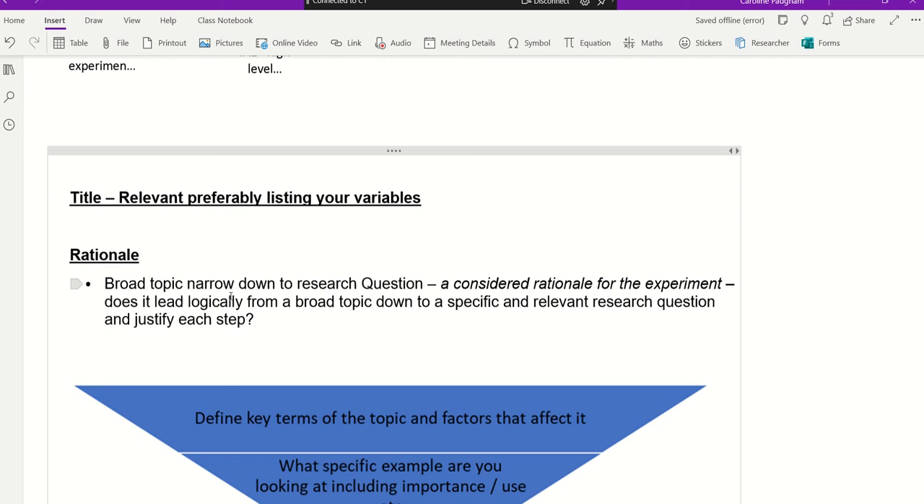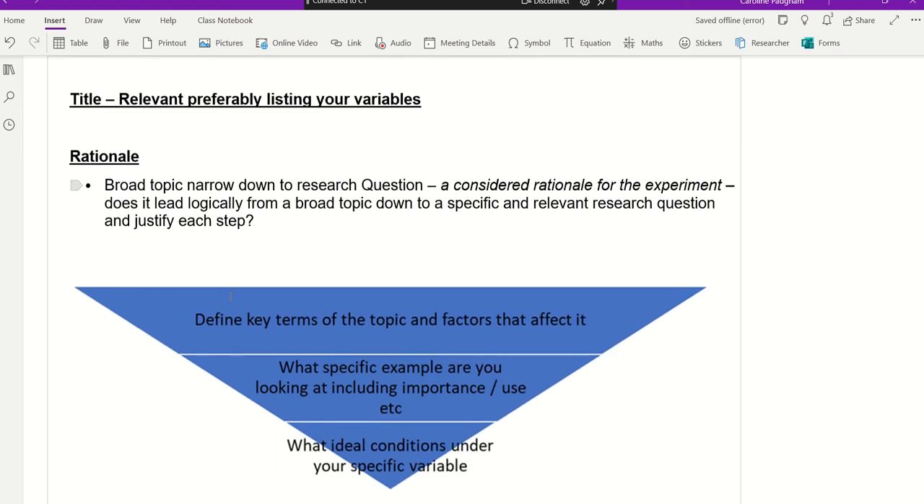Next is your rationale. We're quite good at rationales because we did it in year 10. But start with broad topics, and you can see how I sort of narrow it down. Your rationale is like a justification for your research question. So you need to include important definitions, but it's not just listing definitions. It's saying also what specific example you're looking at and why it's important. Why should we research this? Why should we care? Okay?